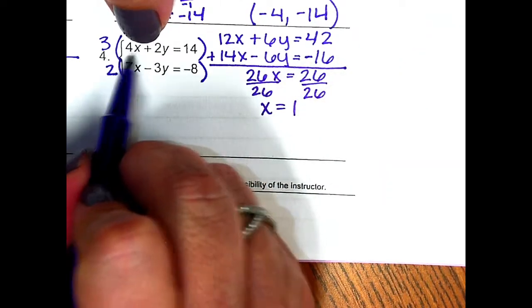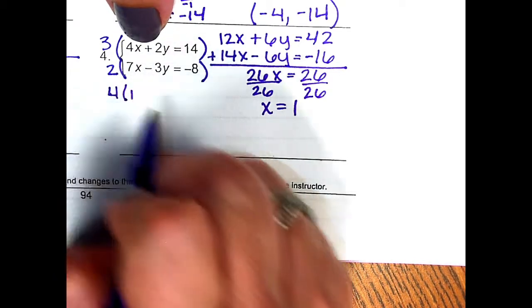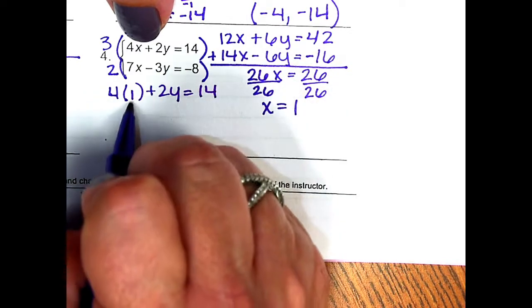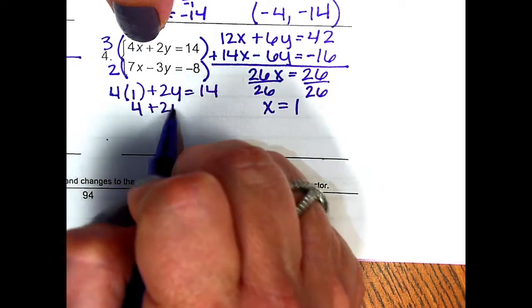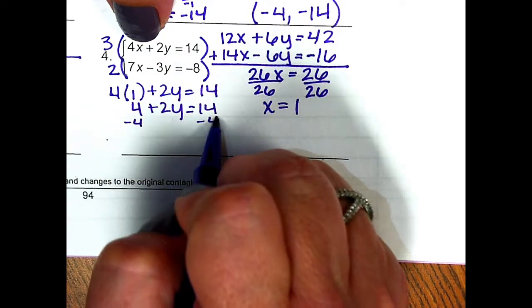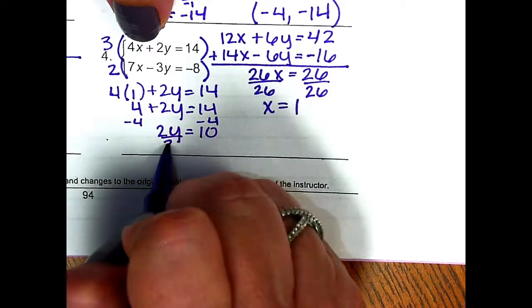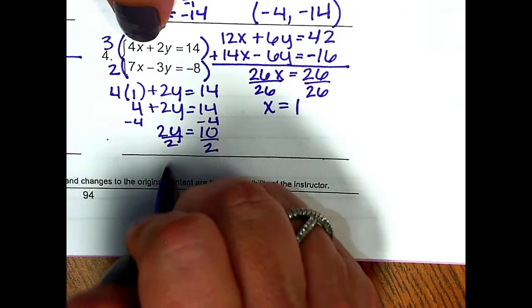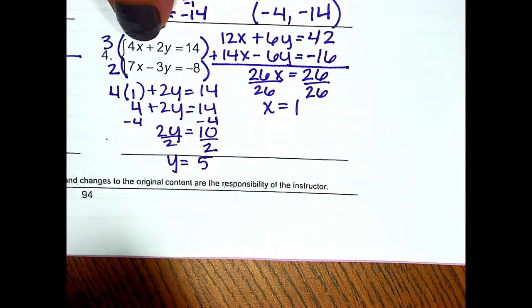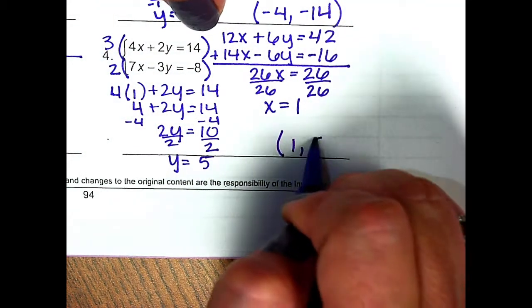I'm going to fill that back into my original first equation. So 4 times 1 plus 2y equals 14. So 4 plus 2y is 14. Subtract 4. So 2y equals 10. Divide by 2, and y equals 5. So my answer to this system is the ordered pair (1, 5).